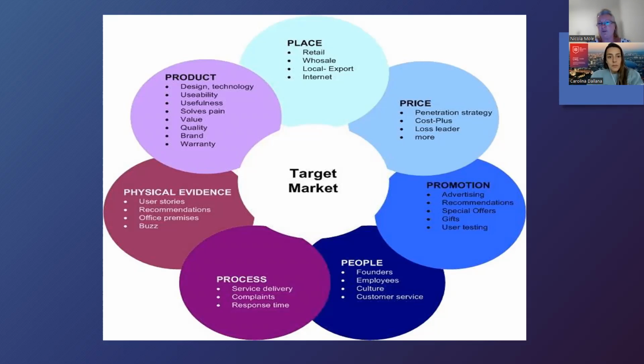The product itself, obviously, you have to have the right product. Has it been well designed? Does the technology work properly? Usability, how user-friendly is it? Is it easy to use, difficult to use? Do you need much training? Do you need to read a manual? Is it useful? If it's not useful, will people want to buy the product? Maybe it's a pharmaceutical product. It solves pain, or it might just solve a problem that you have.